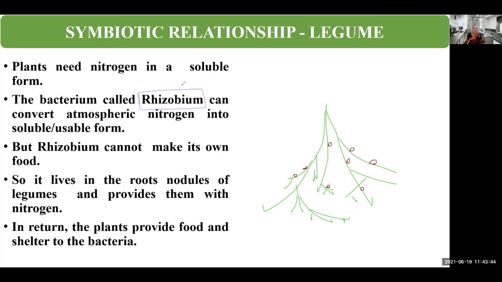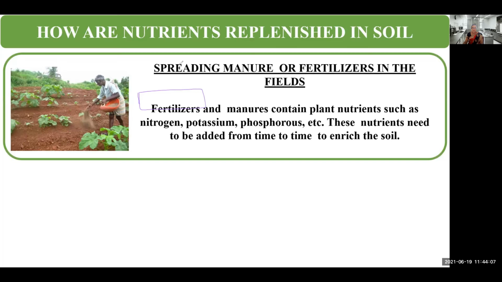Okay, so next, how are nutrients replenished in the soil? Fertilizers and manures contain plant nutrients. Okay, we already know that we add manure and fertilizers whenever they are needed in rotation, such as nitrogen, potassium, phosphorus.